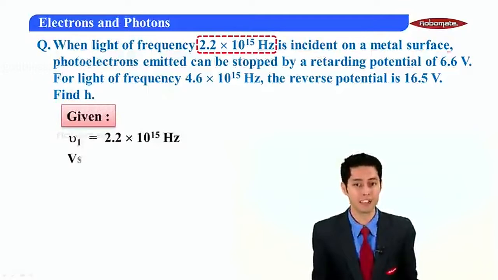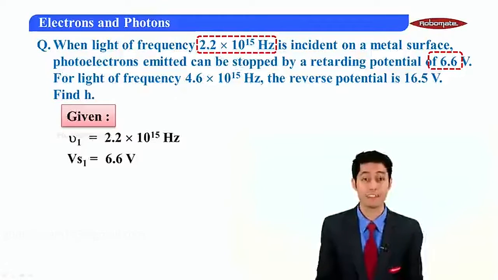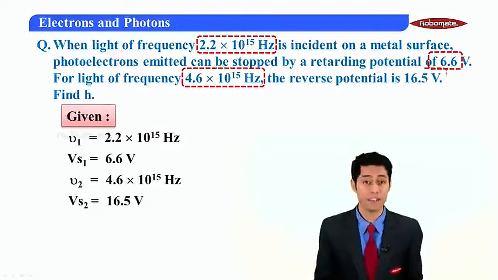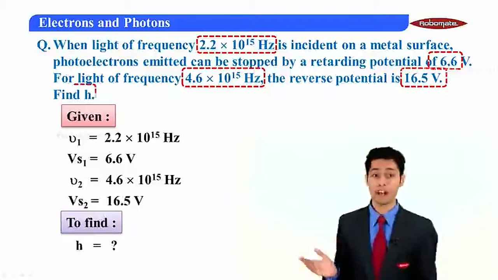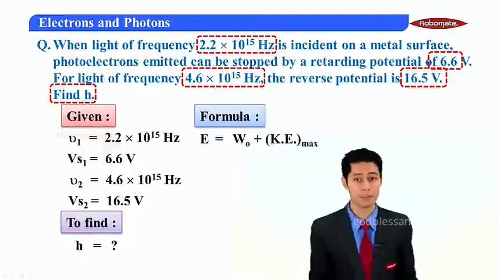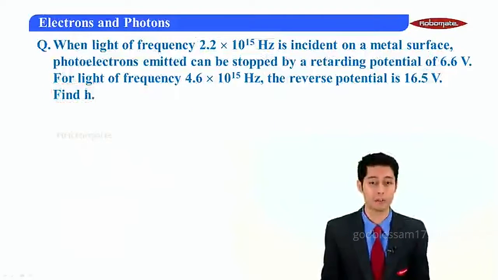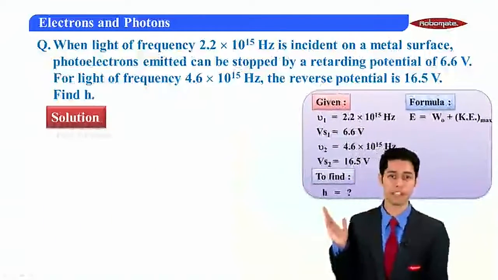So let us write down the given data, that is nu1 and Vs1, which is 2.2 into 10 to the power 15 Hertz, and Vs1 is 6.6 volt. I have frequency 2 and the stopping potential 2. What do I need to find out? I need to find out the value of h. The formula that we are going to use is obviously E is equal to W0 plus Ke max. Moving ahead to solve the problem, we have the given data with us.